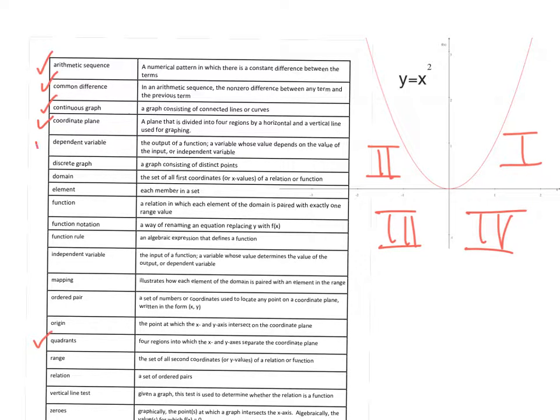So the next word that we're going to look at is dependent variable. And in this equation in particular, what we see and what we often see is that y is by itself and it equals something that has been given by the rule that follows the equal sign. In this case, it's a very short rule, x squared. And when we put it in function notation, remember we put f of x equals x squared.